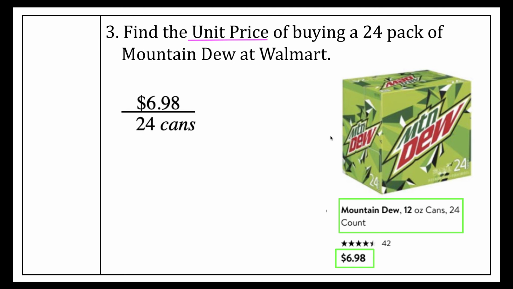Let's find the unit price. Meaning, what does it cost for 1 can? Well, when we find the unit rate, we divide the top by the bottom. Or you can set it up like this. 24, how am I getting to 1? Divided by 24. $6.98, divide that by 24.